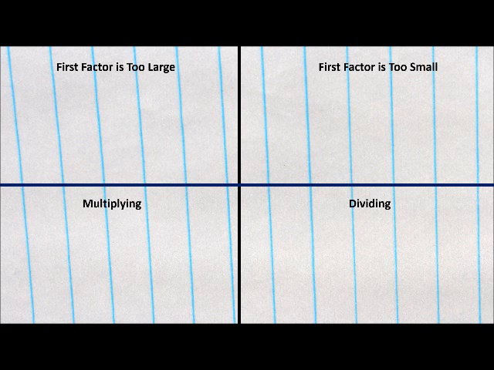In the upper left-hand corner, title it First Factor is Too Large. In the upper right-hand corner, First Factor is Too Small. In the lower left-hand corner, multiplying, and in the lower right hand corner, dividing.